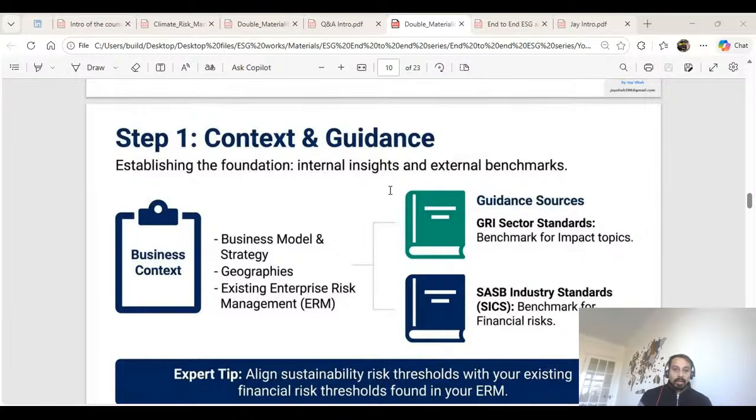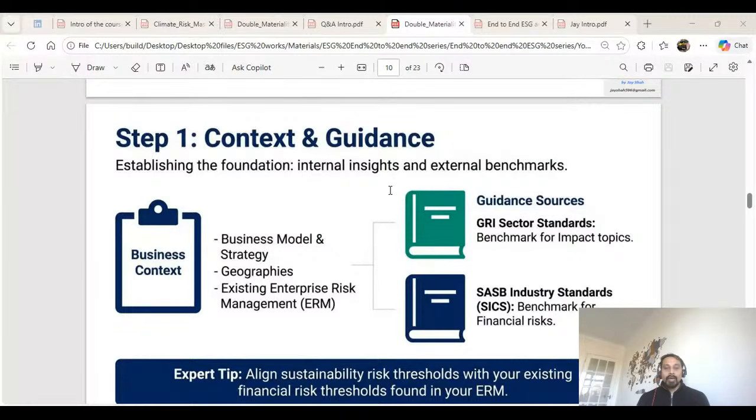If you are in a consulting company or a Big Four company, for your client you have to understand their business model, their geographies and operations. What is the existing enterprise risk management portfolio? So you have to understand the ERM risks, and then use the GRI sector standards for impact topics and SASB standards for the financial risk. So you can understand the impact materiality as well as the various financial materiality related matters, and ESRS is definitely a combination of the financial and impact materiality.